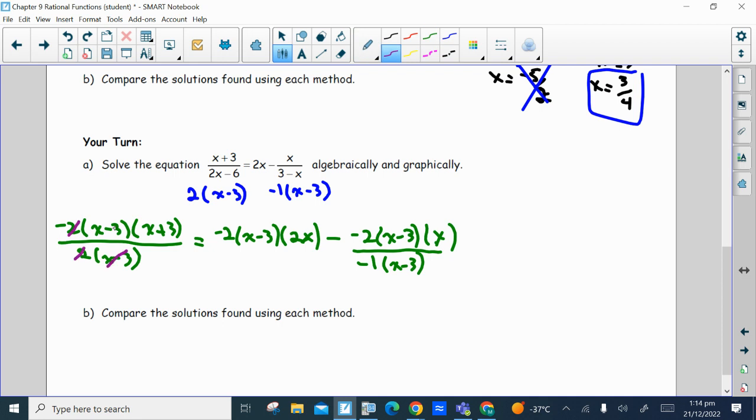So these 2's cancel, these x minus 3's cancel. Negative 2 divided by negative 1 is positive 2, and the x minus 3's cancel. So if we multiply out what we have left, we have this negative sign in front times x plus 3. That'll be negative x minus 3 equals, here, this is going to be negative 4x. The negative 2 in front times the 2x at the end is negative 4x times x is negative 4x squared. And then negative 4x times negative 3 is plus 12x. And then this last part, you're going to have a minus 2 times x, which is minus 2x.